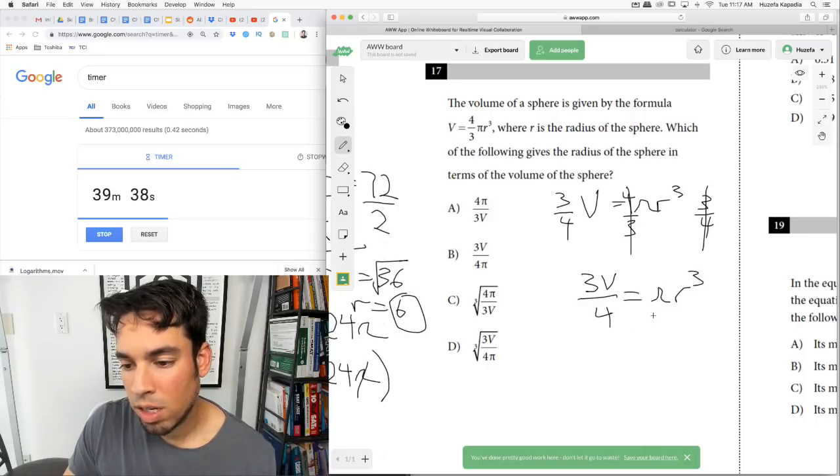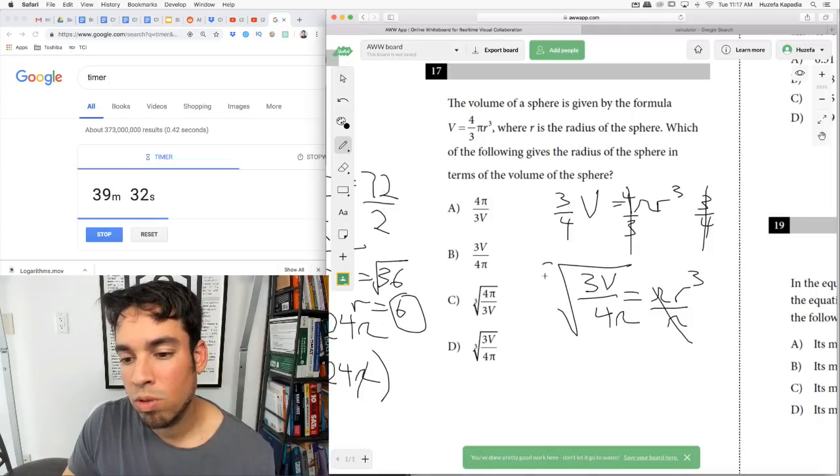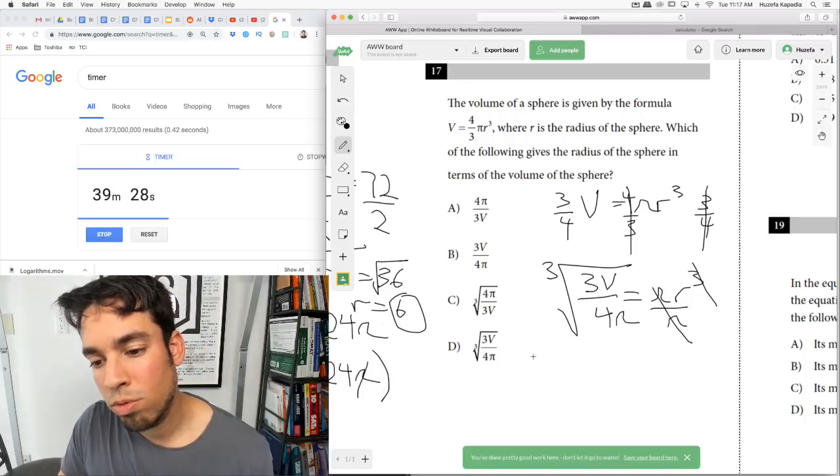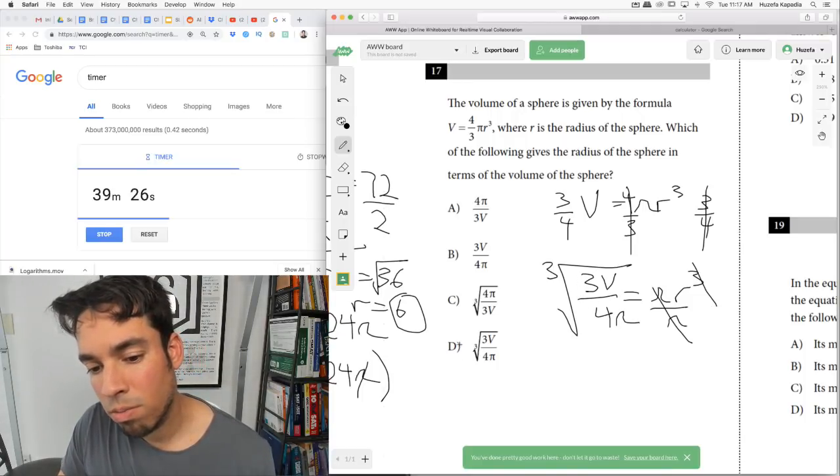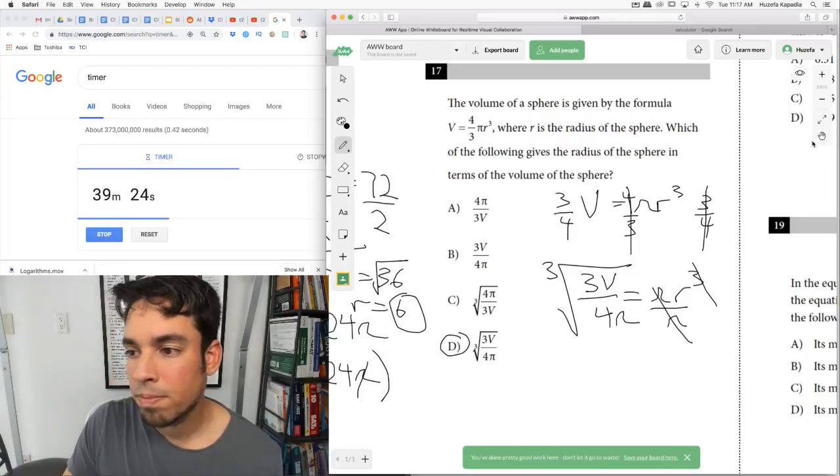Then I'm going to divide both sides by pi. So the pi comes here. And then I want to get rid of the cube, so I'm going to take the cube root of this side. And it's the cube root of 3V over 4 pi. It's this guy.